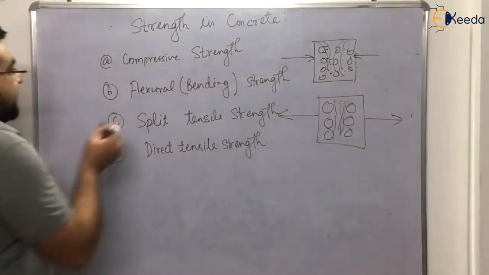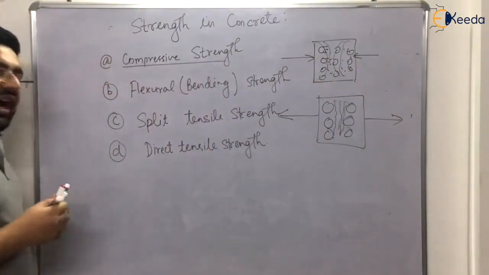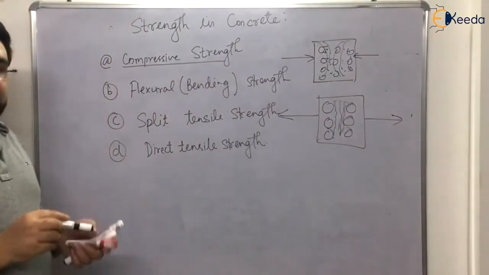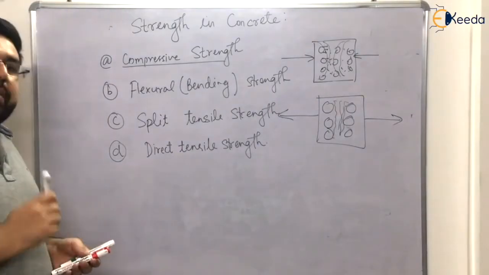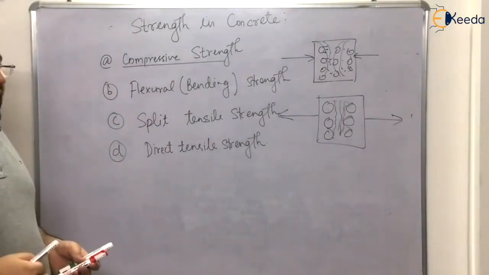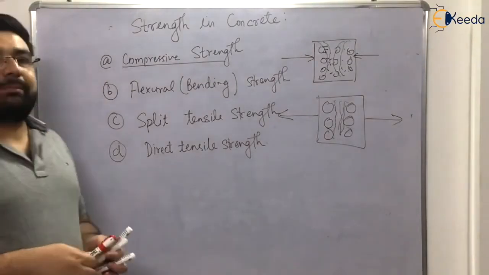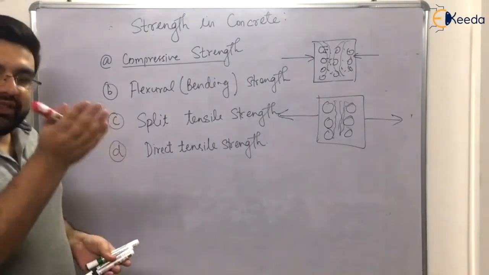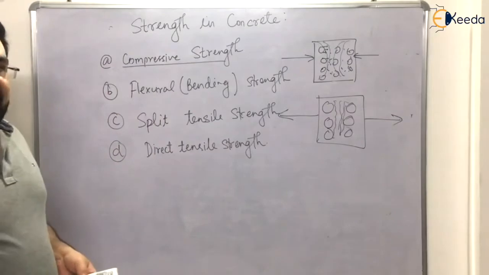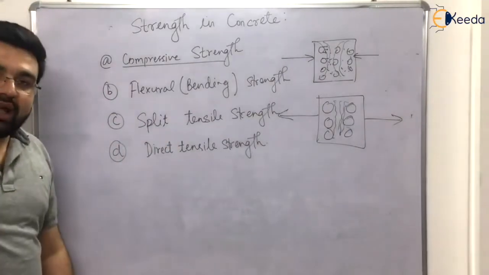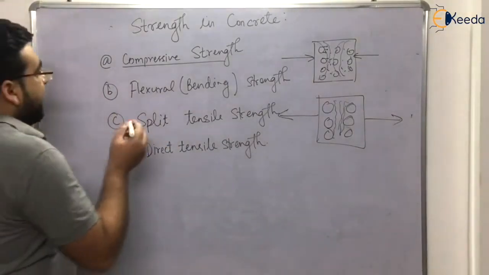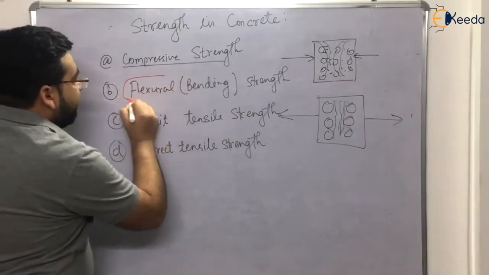Now, how do you measure the compressive strength? I have already told you, we make molds of 150 by 150 by 150 mm. Gradually we apply load and we note down the load at which the sample breaks. We divide the load by the surface area of the sample, and that is how we get the strength of the sample, right? Simple. The second type of strength which concrete has is the flexural strength.